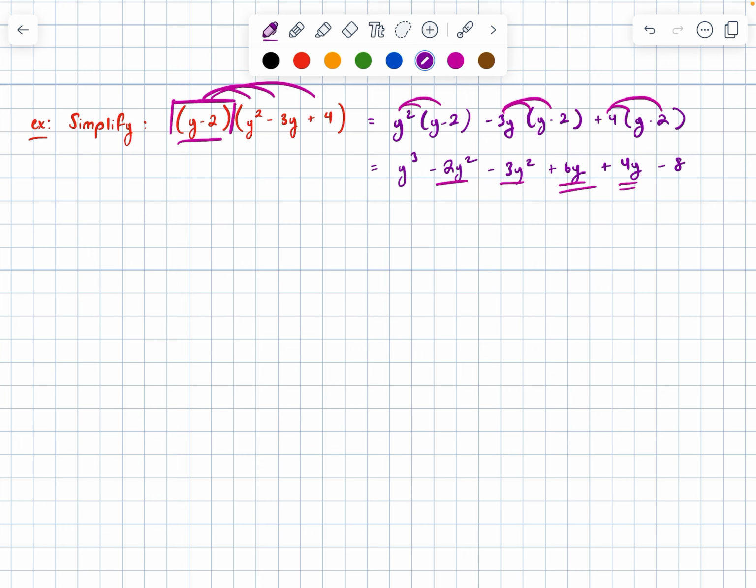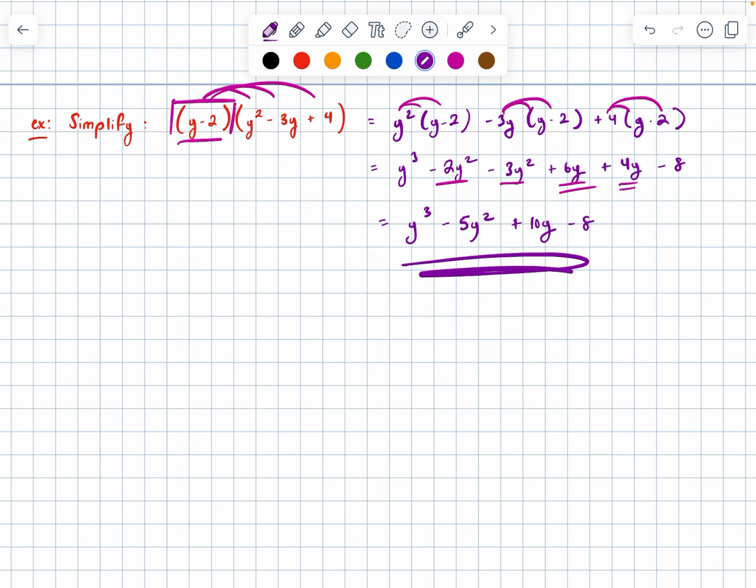Once again, in order to fully simplify, I just need to combine my like terms. So that y cubed is hanging out by itself. I can put together negative 2y squared and negative 3y squared. That gives me a total of negative 5y squared. I can do 6y plus 4y. That gives me 10y in total. And attach my negative 8 at the end. There you go. There's your final polynomial.